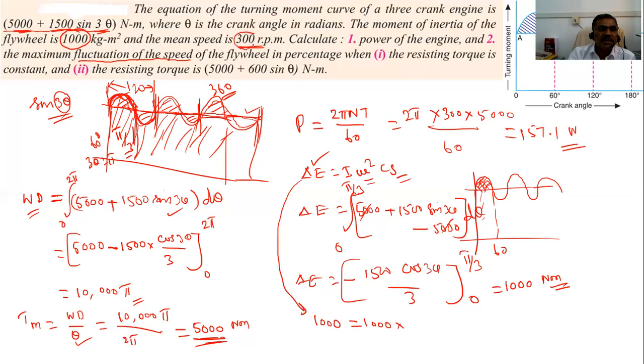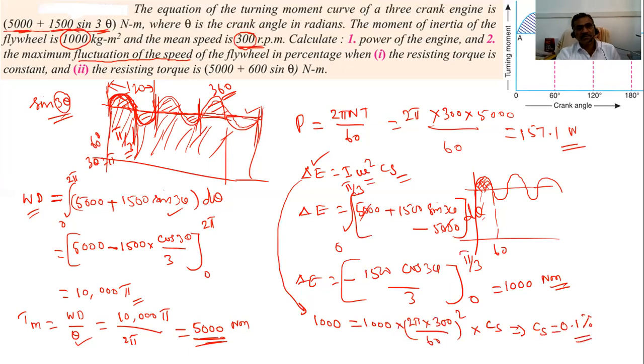What is the speed? N is given. So I omega square, where omega is 2 pi into 300 by 60, the whole square, multiplied by Cs. So from this, you can find the value of Cs. What is the value of Cs? Cs is equal to 0.1%.